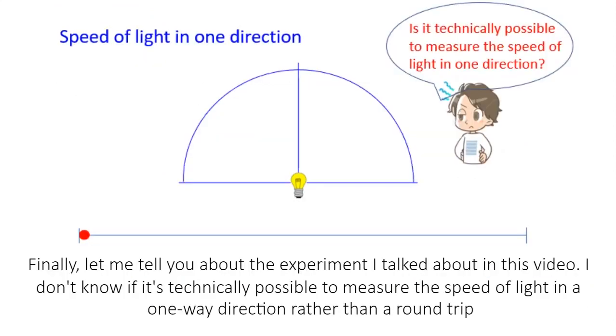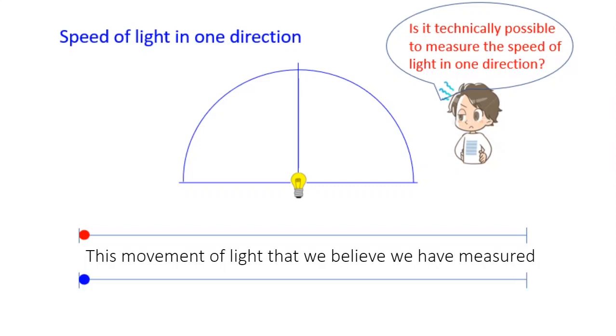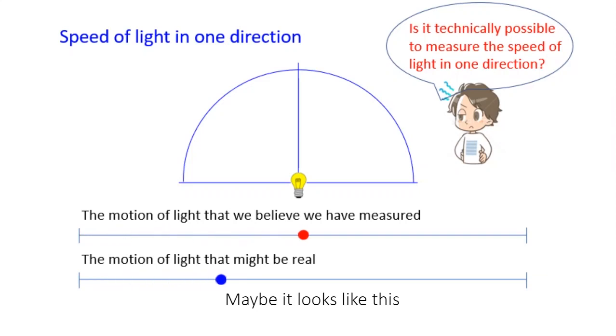Finally, let me tell you about the experiment I talked about in this video. I don't know if it's technically possible to measure the speed of light in a one-way direction rather than a round trip. However, if successful, the experiment will be a milestone in the history of physics, as it will tell us where and how fast the Earth is flying in space, and by extension, where the solar system came from. This movement of light that we believe we have measured. Maybe it looks like this.